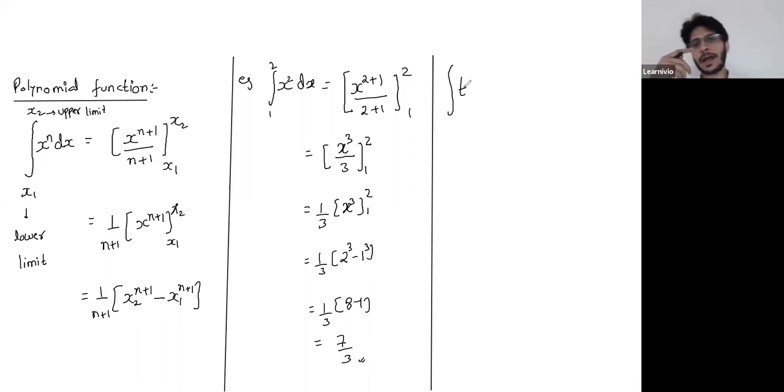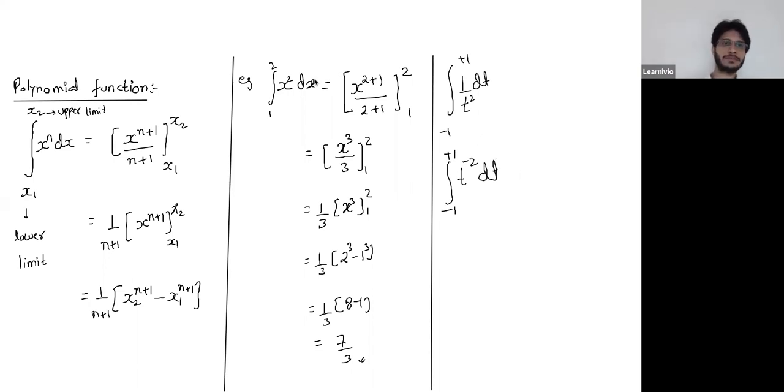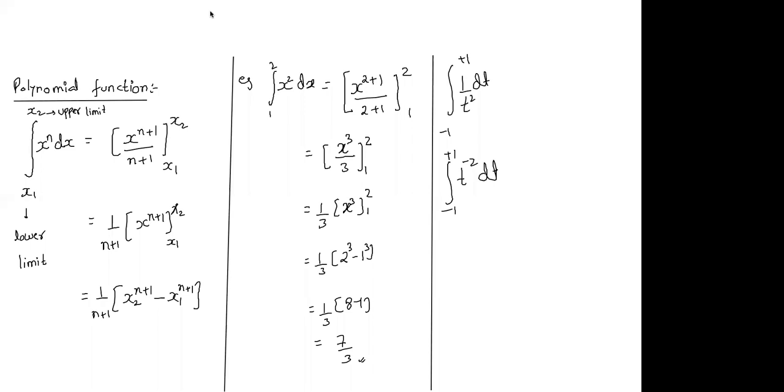And these relations are absolutely independent of the variable. Like instead of x, if I am using t, if I write this as integral of 1 by t square dt, limit is from minus 1 to plus 1. The formula is the same. You just have to convert this 1 by t square into the standard form. The standard form is x to the power n, not 1 by x to the power n. So just make this 1 by t square as t to the power minus 2, from minus 1 to plus 1. This is the standard. Now integrate this expression and get the answer.